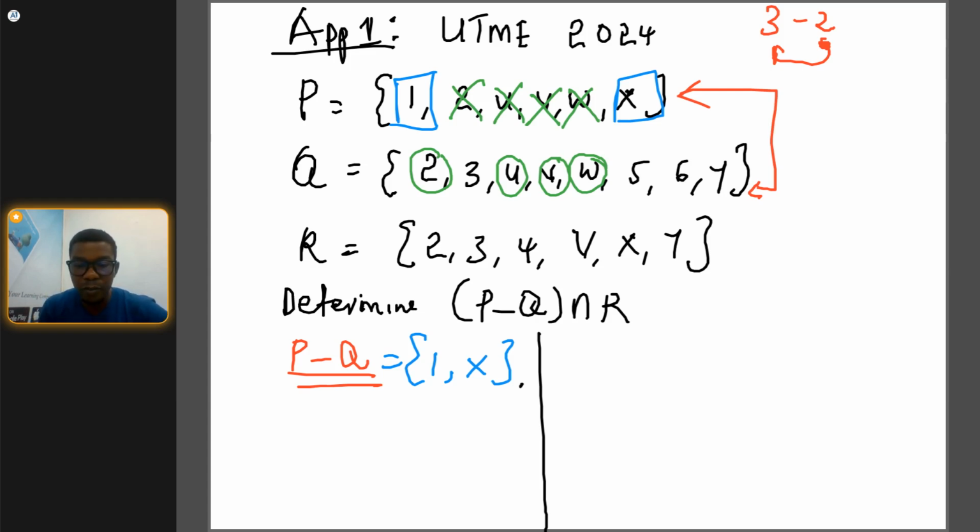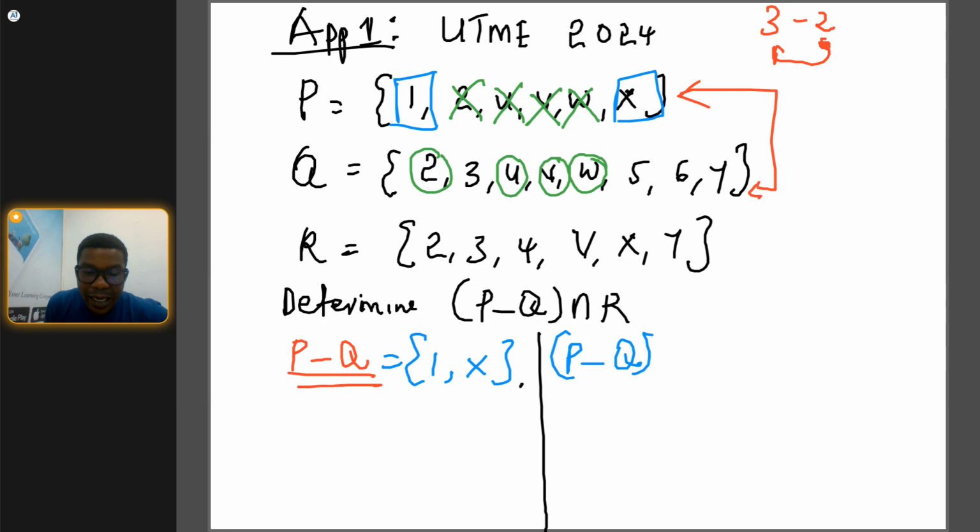If it is clear, thumbs up before we continue the solution. We are not yet done, but I want to be sure it's clear so that we can proceed. Okay, it's clear to us. So let's go on now. We've gotten P minus Q, which we have done before.